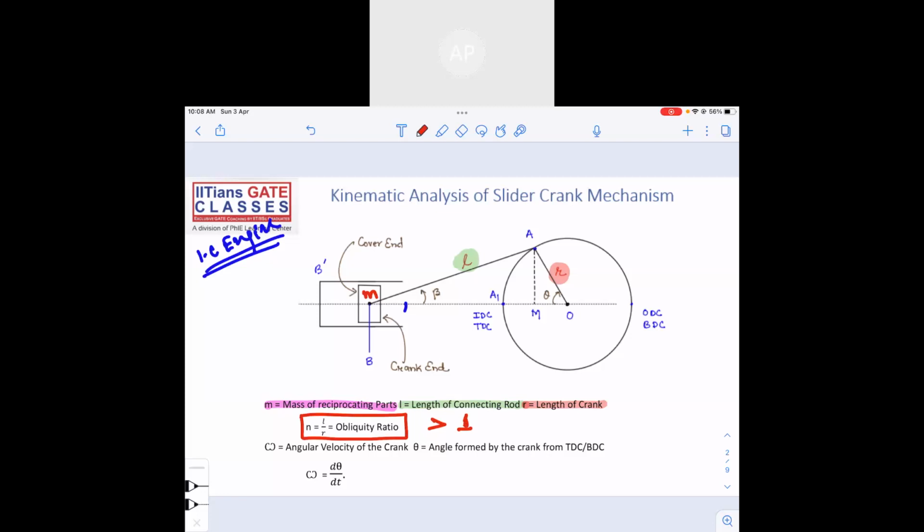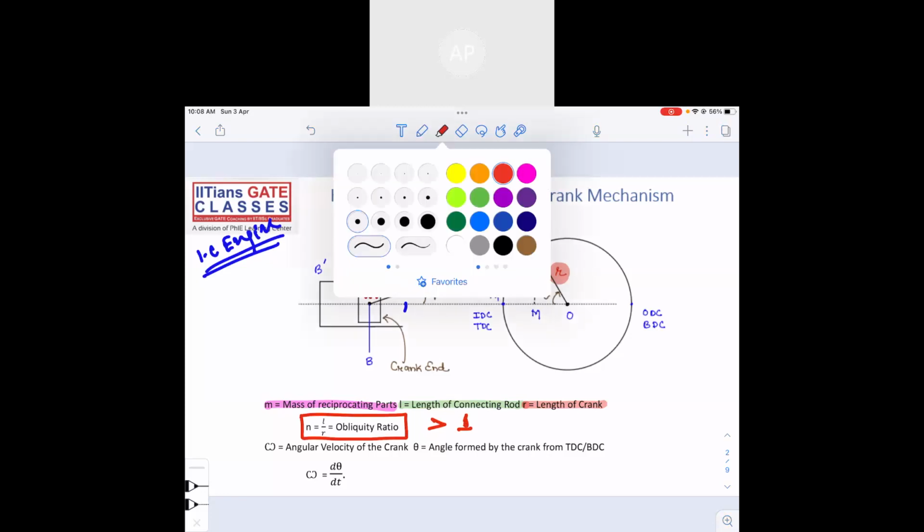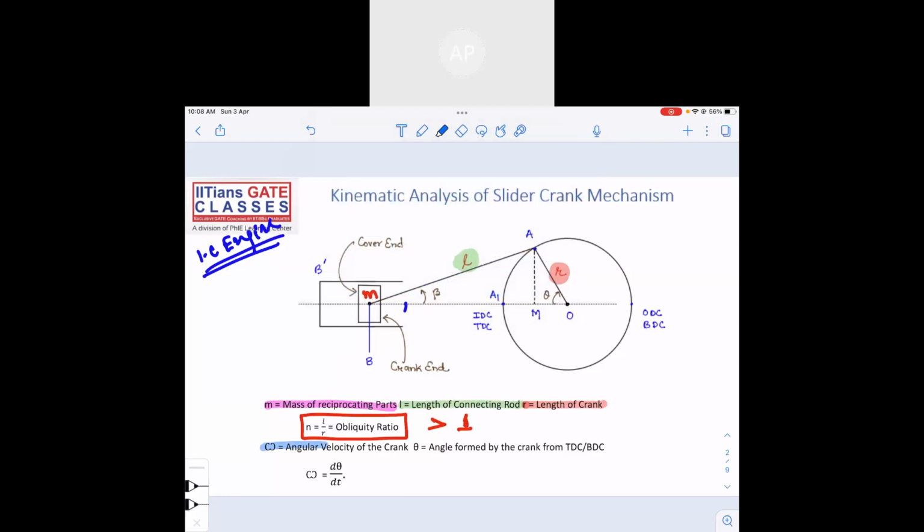It will be in the range of 4. Generally, it will be in the range of 4, right? Then we have angular velocity. What exactly is angular velocity? Omega, right? Omega can be written as d theta by dt, that is rate of change of angle.